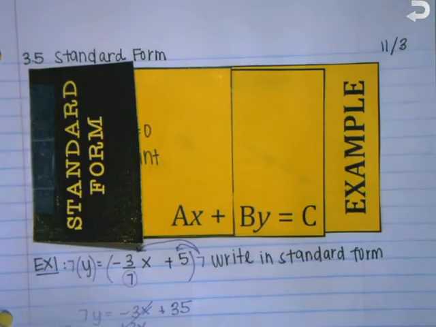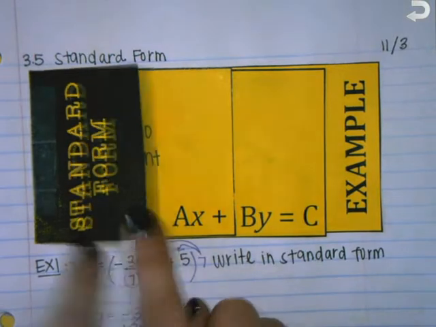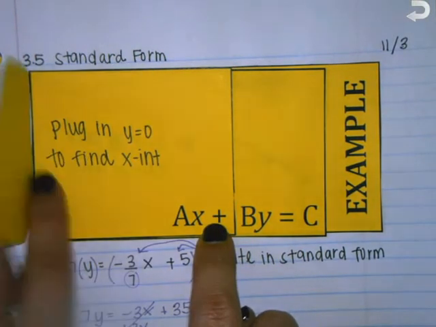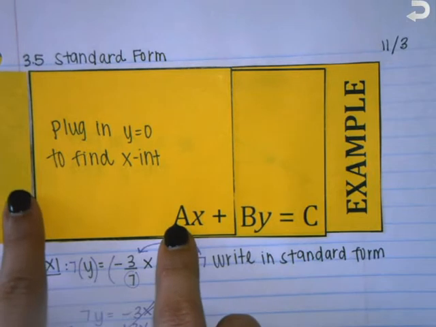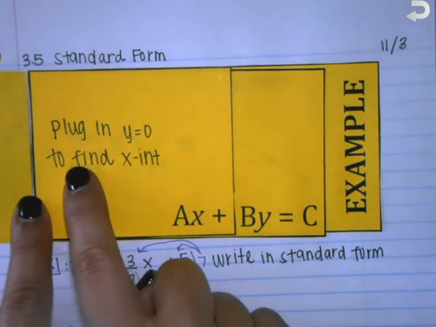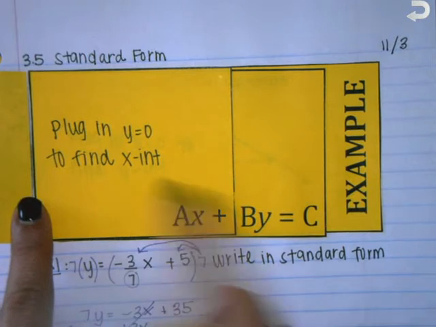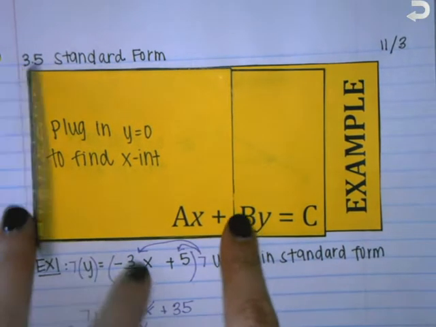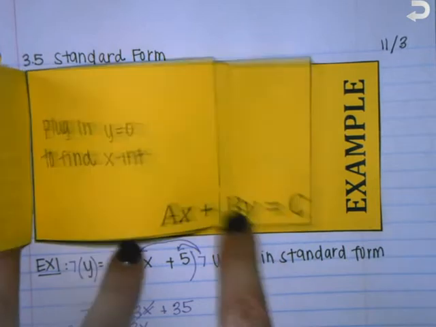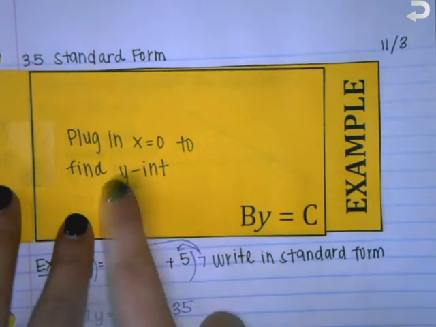Oops, I got the wrong one. So in our notes, the AX part of the standard form, that's what you're going to use to find the x-intercept. So you plug in y equals 0 to find the x-intercept. Okay, and then we're going to use the BY part to find the y-intercept. So we plug in x equals 0 to find the y-intercept.